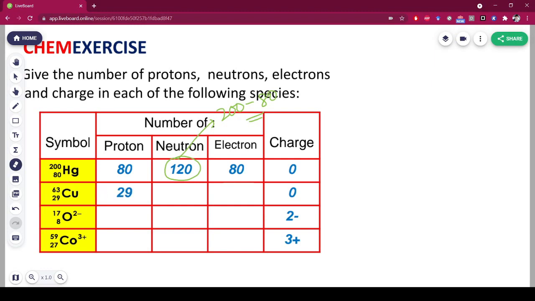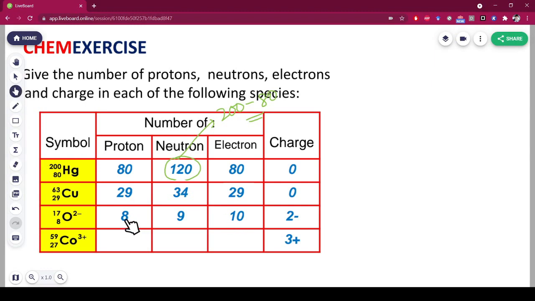For copper, you have 29 right over here, and then 63 minus 29, you'll get the number of neutrons, 34. And the number of electrons is the same as the number of protons. Electrons and protons will have the same number because you are an uncharged species. And for oxygen, you have 8 protons. 17 minus 8, you have 9 neutrons. For the electrons, since you have charge, 2 minus means you have 2 additional electrons. You have 10 now, 10 electrons.